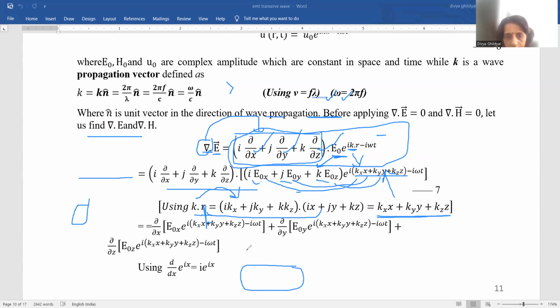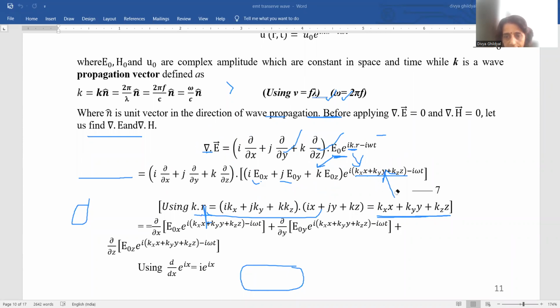Why are we doing all this? We are doing all this to prove that the electromagnetic waves are transverse in nature. For proving this, what exactly we are doing is that we will show that the dot product for the electric field and magnetic field is turning out as 0. Hence, it is proved that electromagnetic waves are transverse in nature.